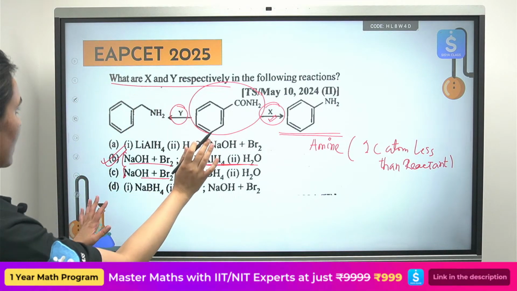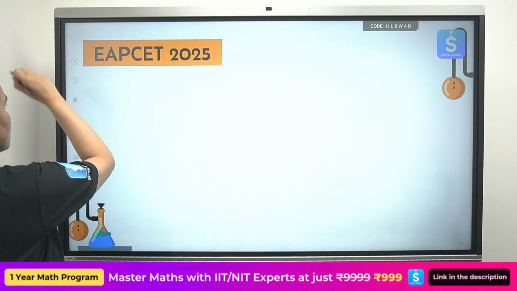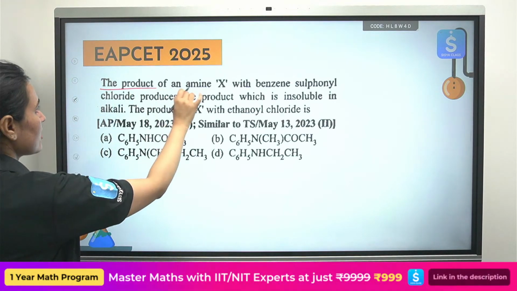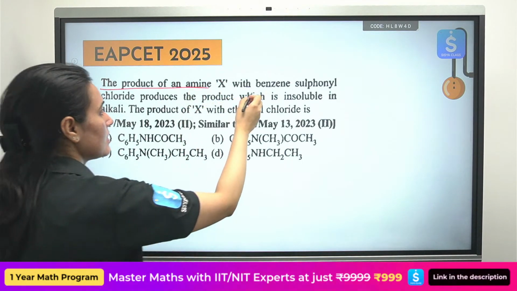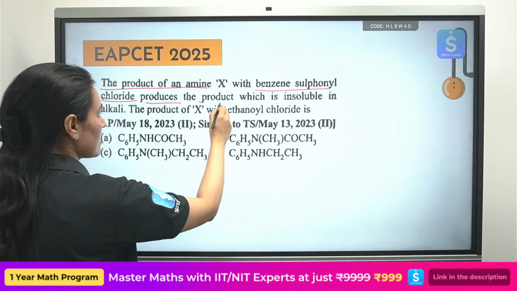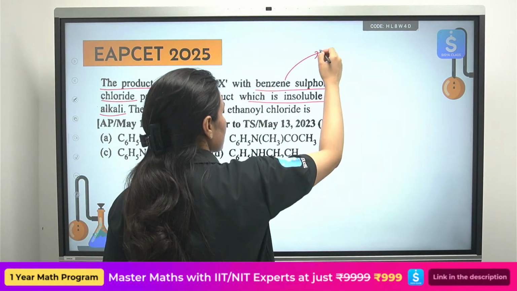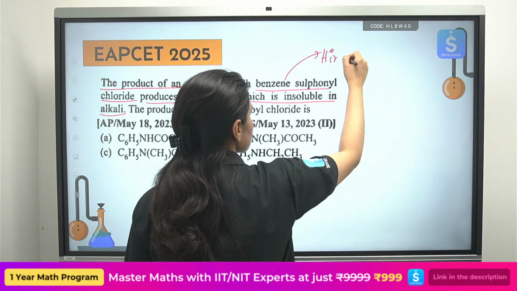We are asked about X and Y, right? Yes, this is okay. All right. The product of an amine X with benzene sulfonyl chloride produces the product which is insoluble in alkali. So this benzene sulfonyl chloride, we call this as Hinsberg reagent.